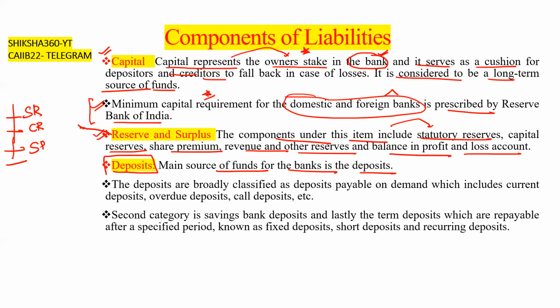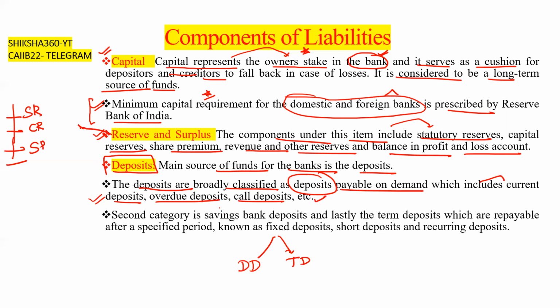The deposits are broadly classified as deposits payable on demand. There are two types of deposits: one is demand deposits and the other is term deposits. Demand deposits include current deposits, meaning balances in the current account, overdue deposits, call deposits, etc.